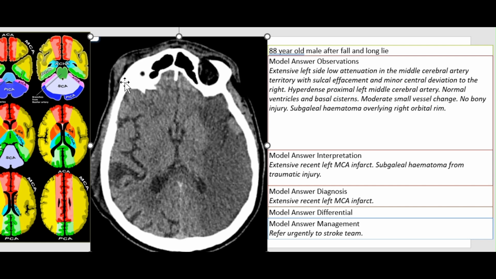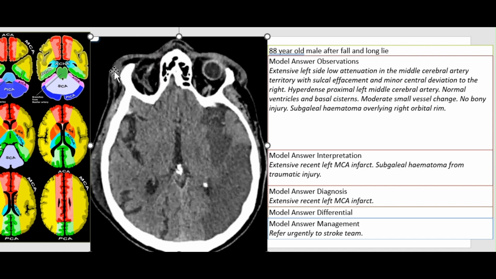As you can see here, there is also subgaleal hematoma. Subgaleal hematoma. Hematoma in the scalp. This subgaleal hematoma is overlying the right orbital rim. So if you go downwards, the subgaleal hematoma is overlying the orbital rim, the right orbital rim.